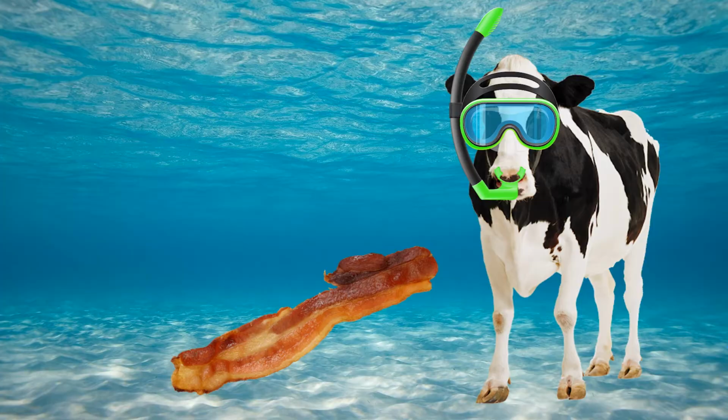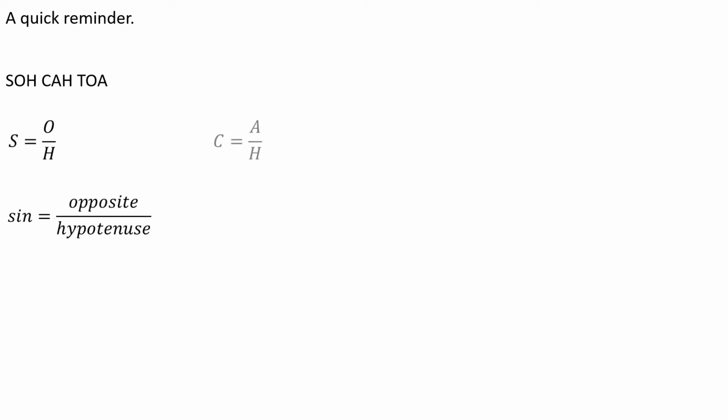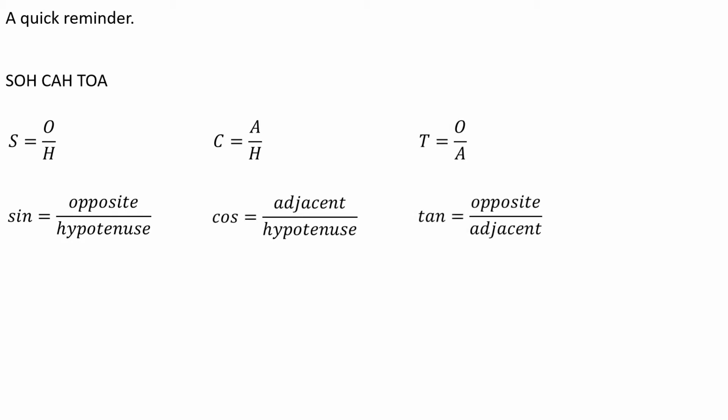Okay, so what are we looking at here? Again, my usual quick reminder, SOHCAHTOA, right? Sine is opposite over hypotenuse, cosine is adjacent over hypotenuse, tangent is opposite over adjacent. SOHCAHTOA.